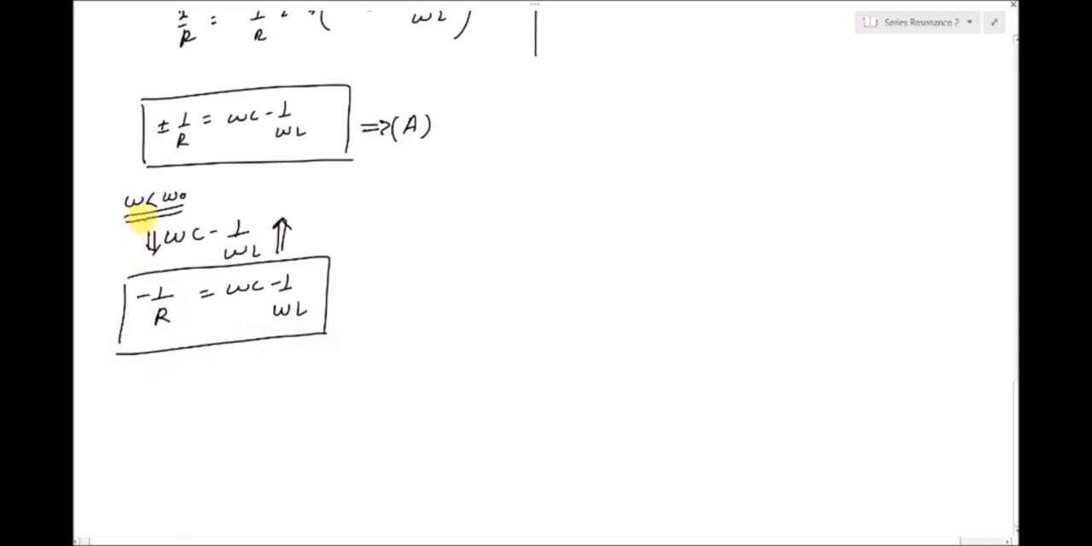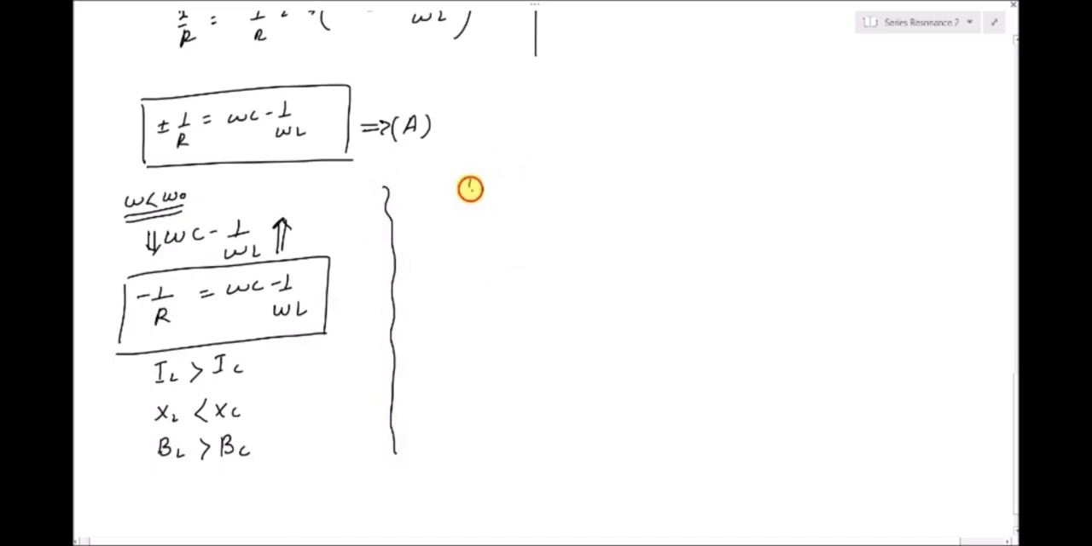And for the region omega less than omega naught, we already know that it is the inductive region, so IL will be greater than IC, and XL, the inductive reactance, will be smaller than XC, and the inductive susceptance will be greater than the capacitive susceptance.